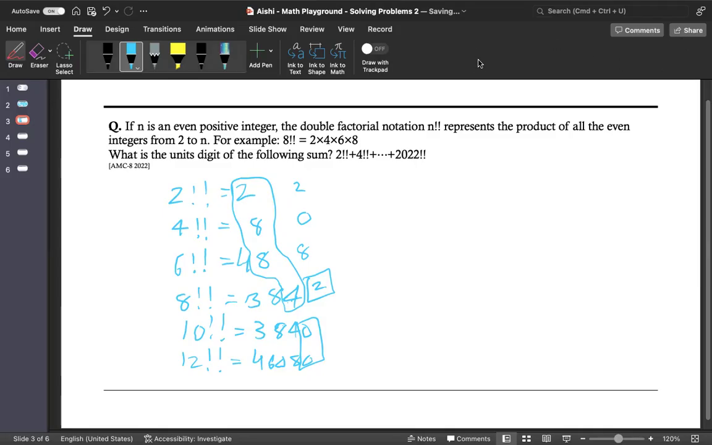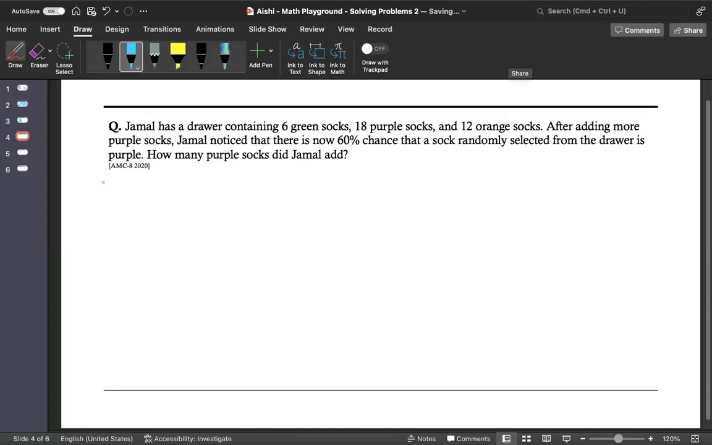Third question. Okay, our next question. Jamal has a drawer containing 6 green socks, 18 purple socks, and 12 orange socks. After adding more purple socks, Jamal noticed that there is now a 60% chance that a sock randomly selected from the drawer is purple. How many purple socks did Jamal add?